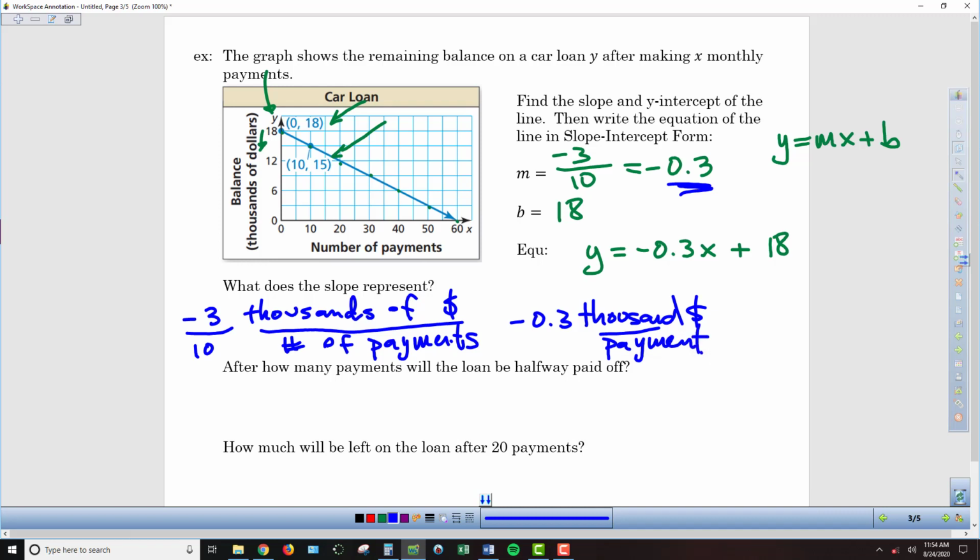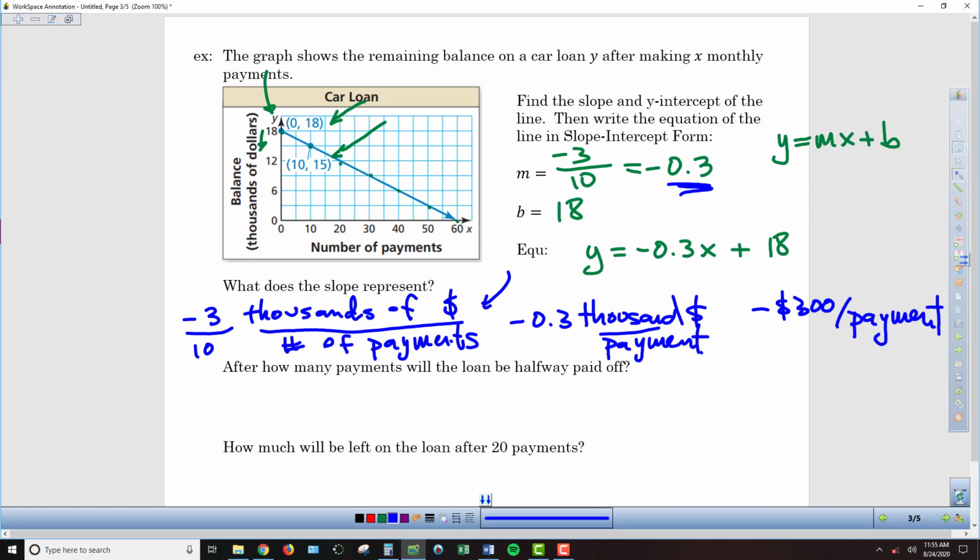So 0.3 thousand is really 300. So what's really happening here is we're going down $300 per payment. So our loan balance is decreasing by $300 every single time we make a payment. So again, writing the units down here like I did can be a little bit helpful for us in terms of interpreting what that slope means. That can oftentimes be the trickiest part of these types of questions.